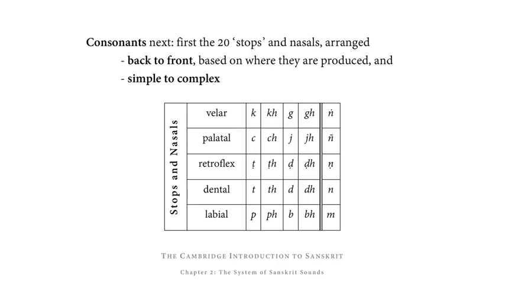Next come the retroflex sounds, which are produced by retroflecting, i.e. by curling back your tongue, and they are ṭ, ṭh, ḍ, ḍh, and ṇ. Next come the dentals, which are produced by stopping the air close to your teeth, your dentes. So you have t, th, d, dh, and n. And finally come the labial sounds, which are produced with your lips, and they are p, ph, b, bh, and m.